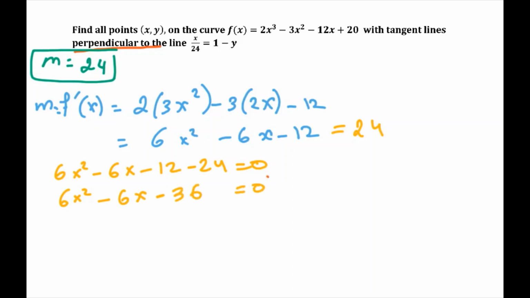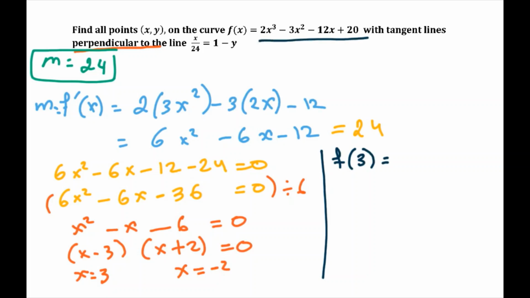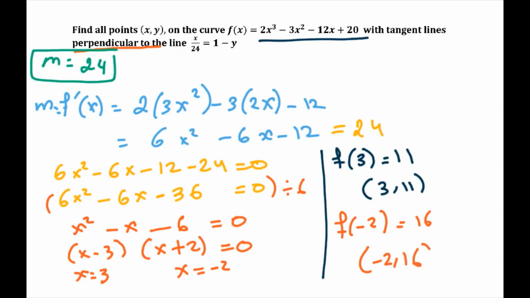You can divide everything by negative 6. So you have x minus 3 and x plus 2. So it's either x equal 3 or x equal negative 2. If x equal 3, you can find f of 3, and by substituting here, you will get 11. So the first point is 3 and 11. And if you try to substitute negative 2, you will get 16. So the second point is negative 2 and 16.